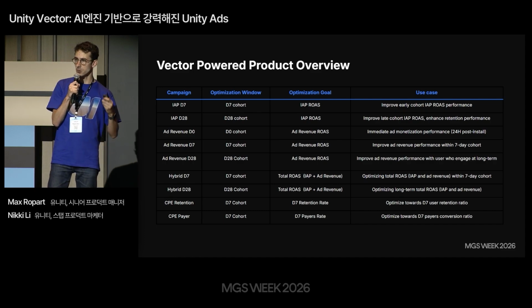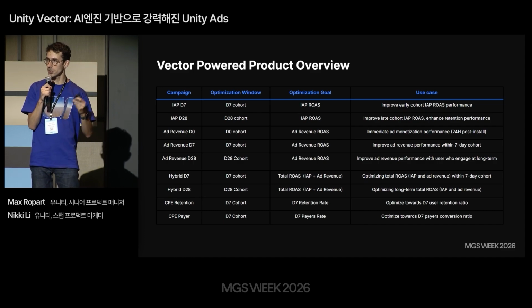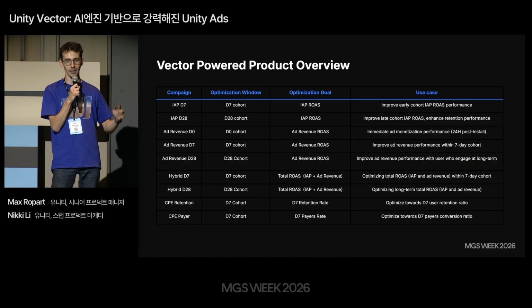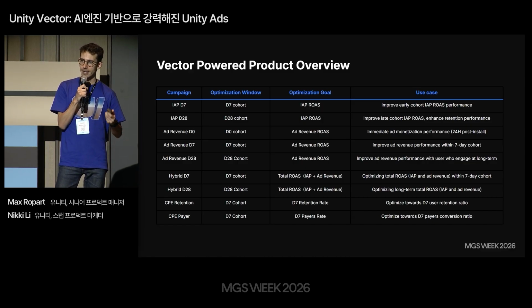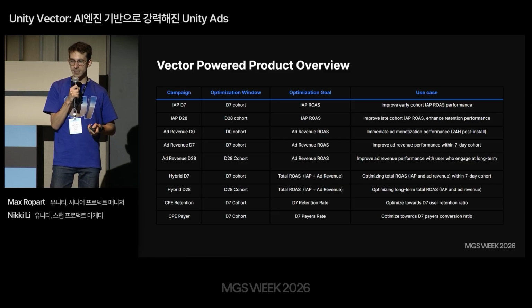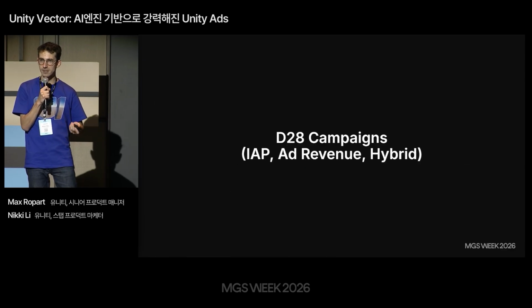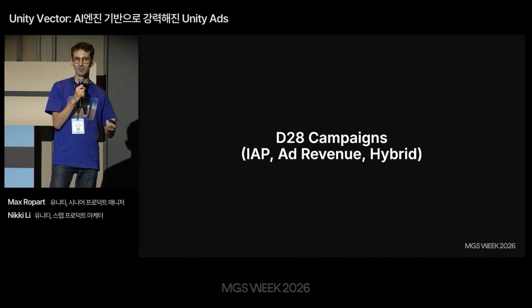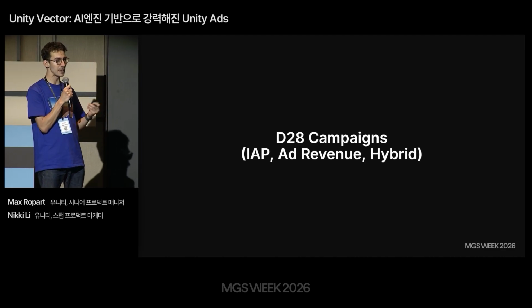You want to fit the strategy within your applications to target either the first signals, the first users, as well as the full LTV. And speaking of LTV, I want to take the time to present one of the biggest launches that Unity and Vector has had this year, which is the D28 campaigns, and how it's been impacting our applications on our network.